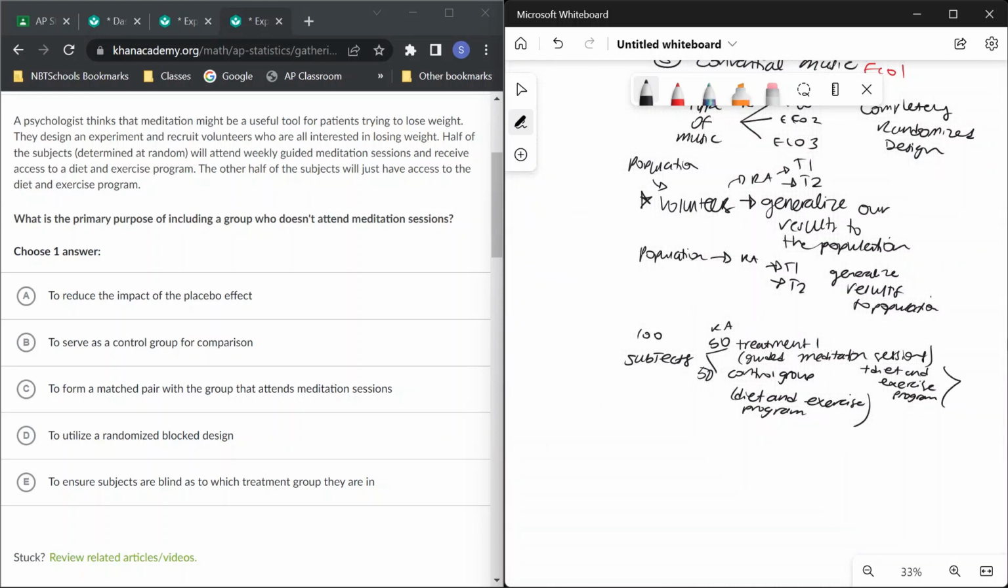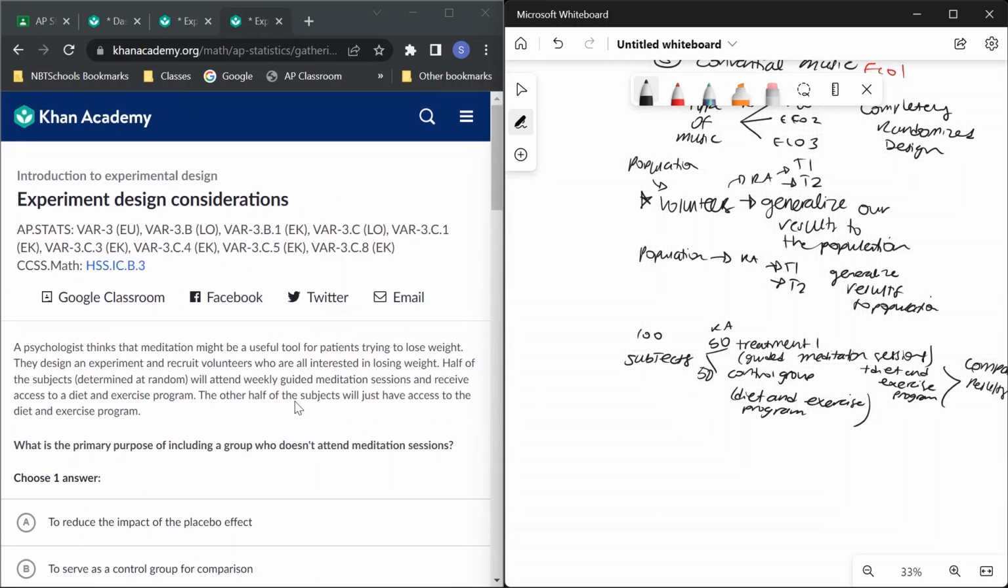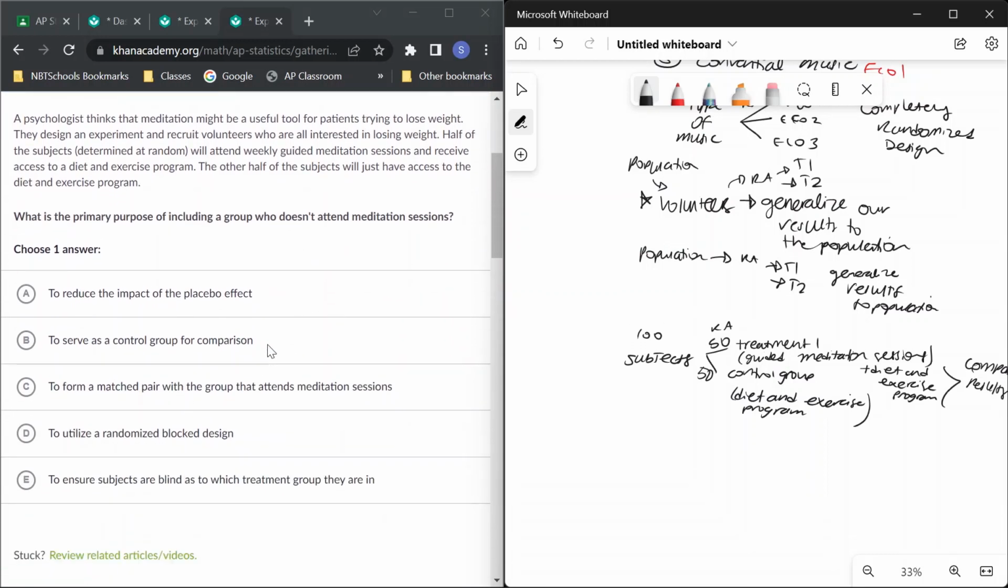Okay, so compare results. Oh, they didn't even ask that. Wait, this is not what I wanted. It literally brought me to a new session. This is not what we were doing. Okay, we're gonna do this one and then we're gonna go back. So what are they asking? What is the primary purpose of including a group who doesn't attend meditation centers? Oh, that's exactly what we just said. To serve as a control group for comparison.